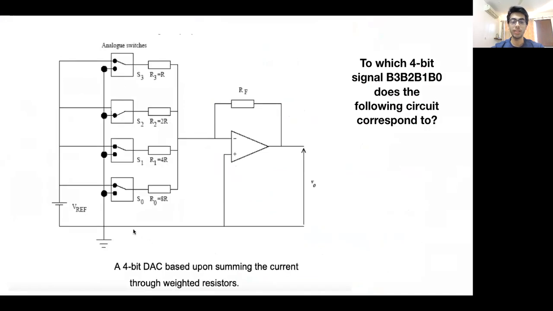So if I look at this DAC, then the switch S0 is connected to VREF. And similarly, the switch S1 and switch S3 are connected to VREF. However, the switch S2 is connected to the ground. So that means, which signal does this correspond to? Since S3 is equal to 1, S1 is equal to 1, S0 is equal to 1, they are connected to VREF. But S2 is equal to 0. So we can say that this corresponds to the signal 1, 0, 1, 1.